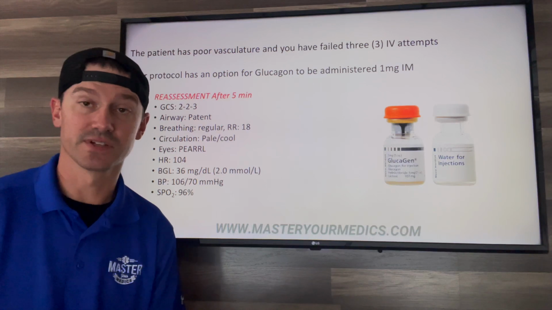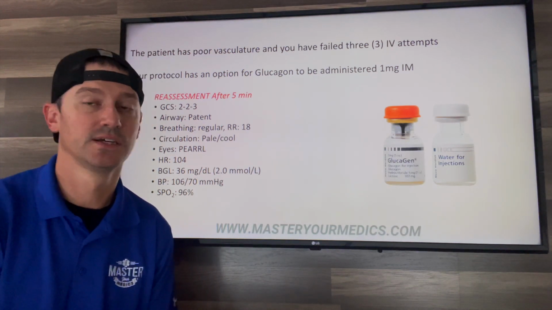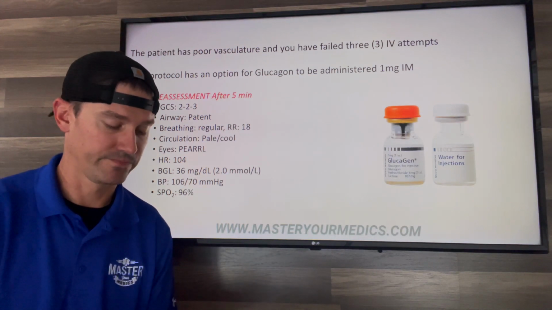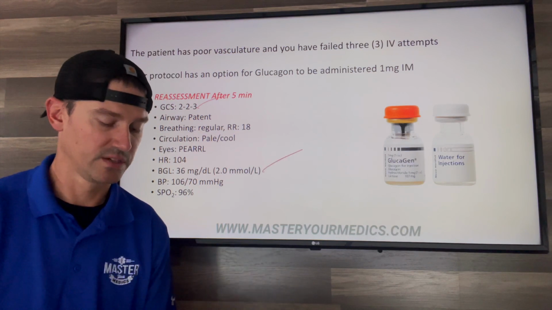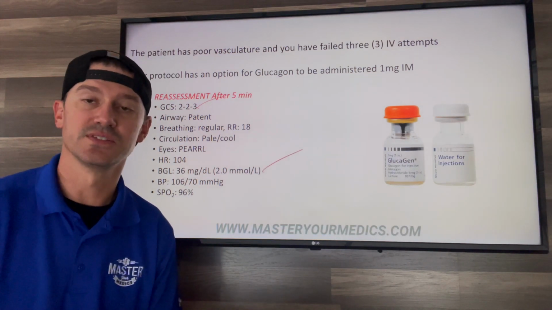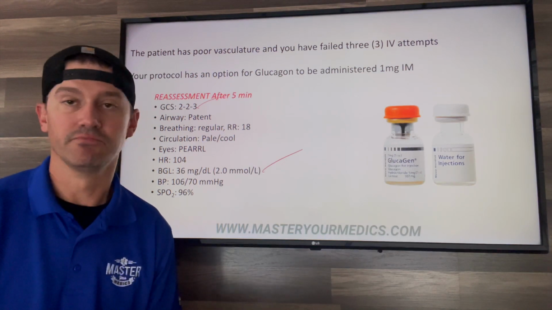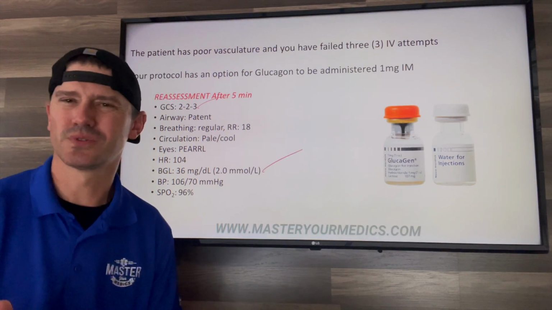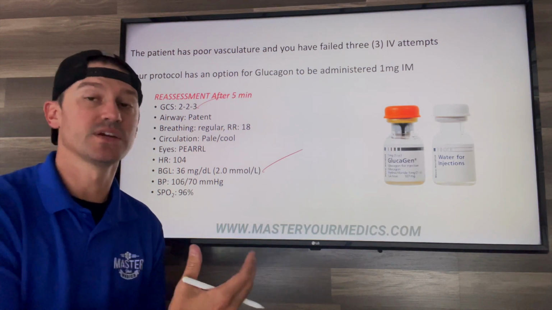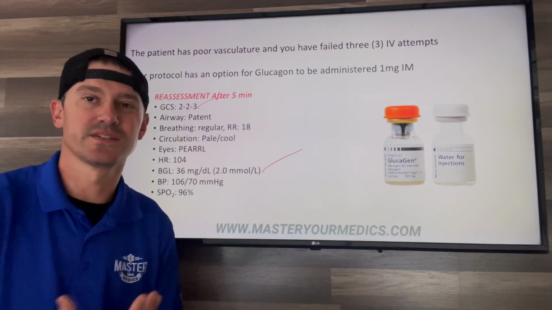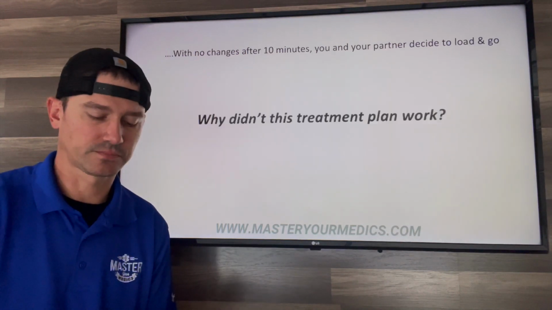However, after reassessing this patient 5 minutes post-glucagon administration, all the vitals are the same. So still got that poor GCS, and ultimately the big look, that blood glucose is still remaining low. She is still altered, no improvement. So what's going on? Why would this be? Why would we give something that's supposed to raise the blood glucose? Why is it not working? Why is this patient's blood glucose not increasing?